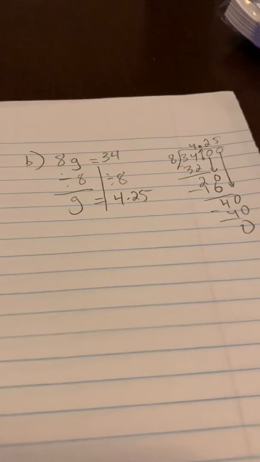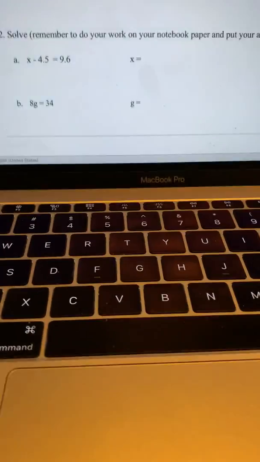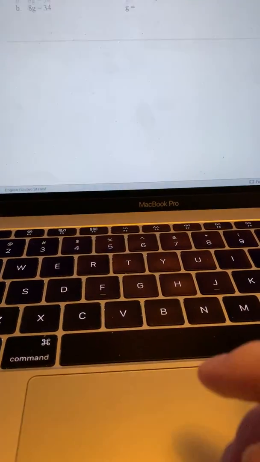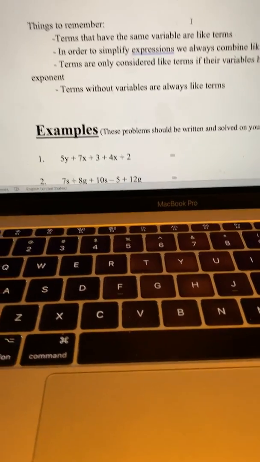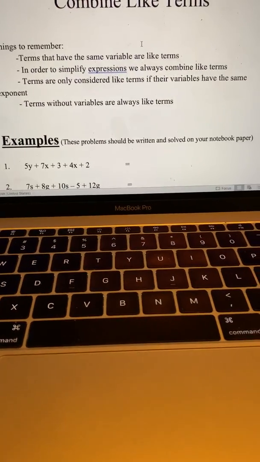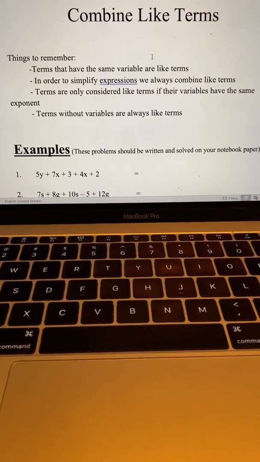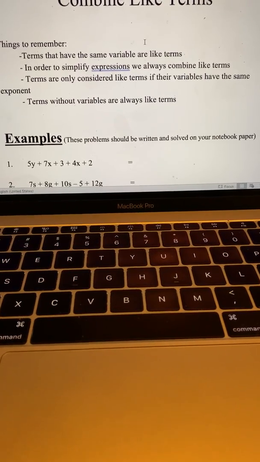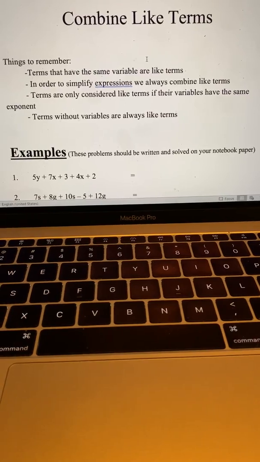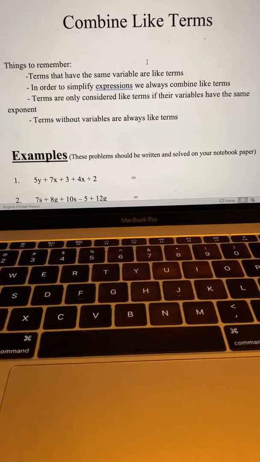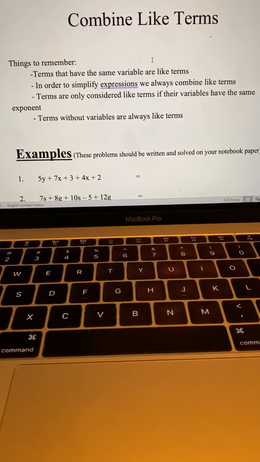Double check that you have the correct answers and that you've written the correct answers on your computer screen. Okay, today we are working on combining like terms. Things to remember: terms that have the same variable are called like terms. In order to simplify expressions, we always combine like terms. Terms are only considered like terms if their variables have the same exponent, and terms without variables are always like terms.